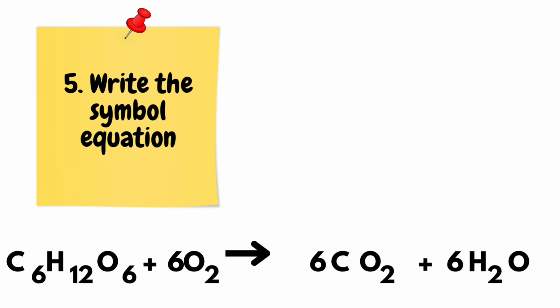And finally, number 5, the symbol equation for aerobic respiration is C6H12O6 plus 6O2, and that makes 6CO2 plus 6H2O. And if you're struggling to remember that, then one tip that I often give is that if you just remember it's 666, so everything other than glucose needs to have a 6 in front of it.